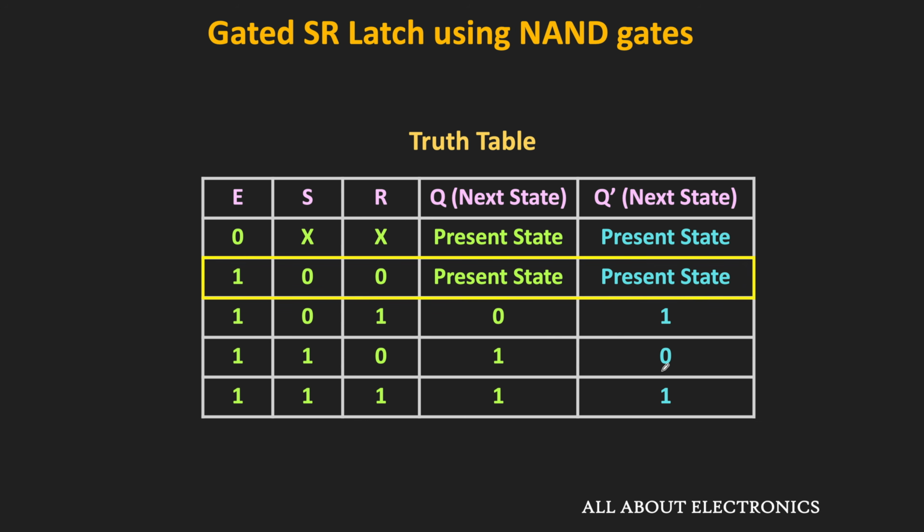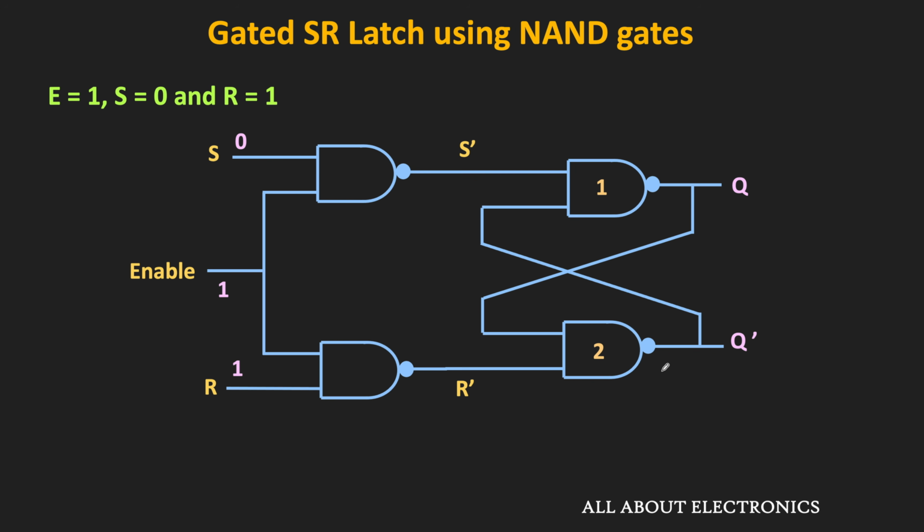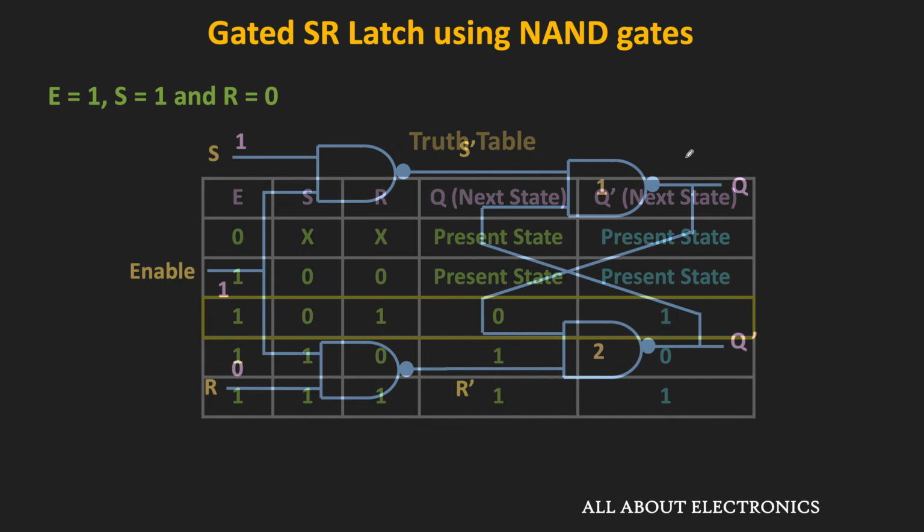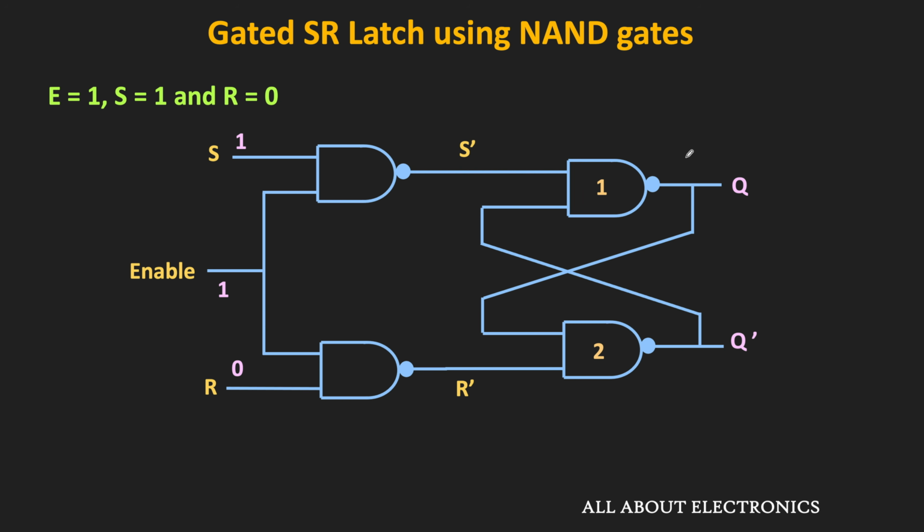Similarly, let us see how this gated latch behaves when this S is 0 and R is 1. So when this S is 0, then the output of this NAND gate will become 1. And since both the inputs of this second NAND gate are 1, its output will be equal to 0. That means in this condition, this S dash is 1 and R dash is 0. And since the R dash is 0, this Q bar will become 1 and this Q will become 0. That means whenever this enable input is high and when this S is 0 and R is 1, then the latch will get reset.